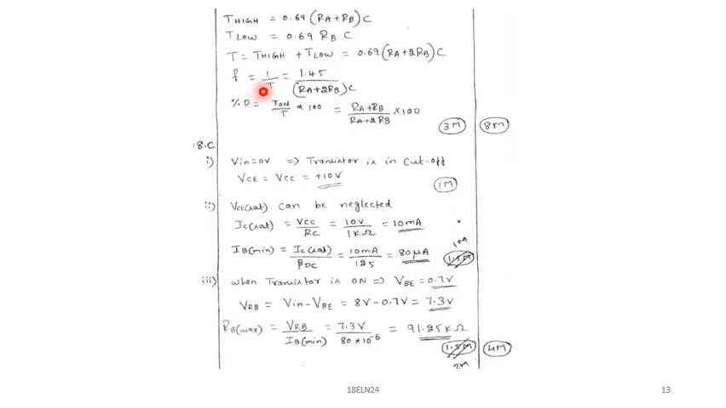Then the frequency of oscillation is given by 1 by T. So this is the equation for frequency. Finally, write the duty cycle, the percentage of duty cycle, that is T on by T. If you write this equation, you'll get 3. So it is 3 plus 2 plus 3: 3 for the circuit diagram, 2 for the waveform, then some explanation, then these equations 3.